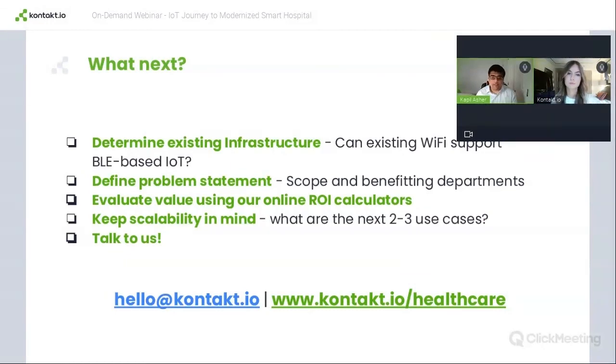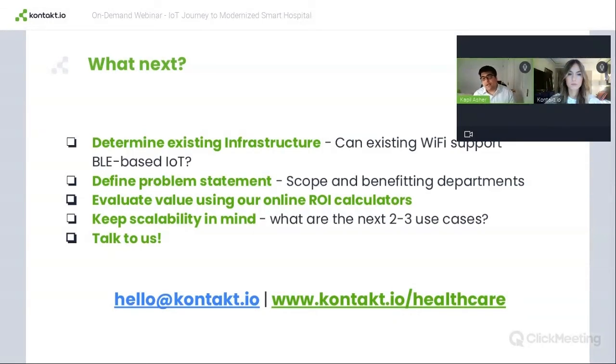You can evaluate the value using our online ROI calculators. If you go on our website, there is a whole page on how to calculate ROI. It calculates the investment you would need based on the number of patient beds and number of assets, and it'll tell you that you will have a return within 5 to 7 months, right?